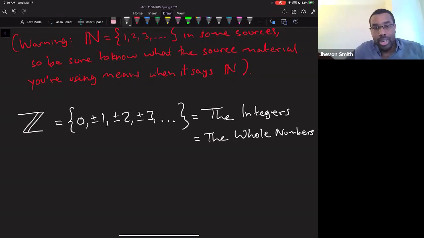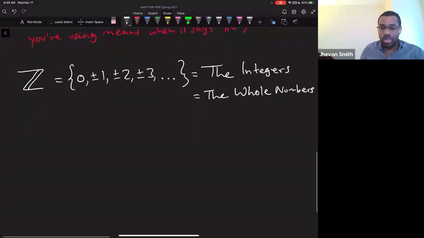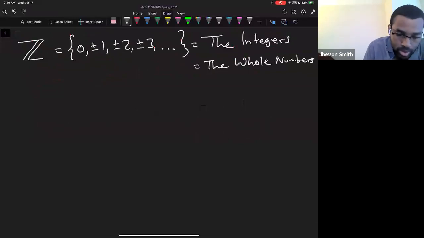Why do we use Z to represent the integers? Well, it's from the German word Zahlen, which means number. So that's where the etymology comes from. Do you call it etymology when you talk about symbols, or is that just words? I don't know.